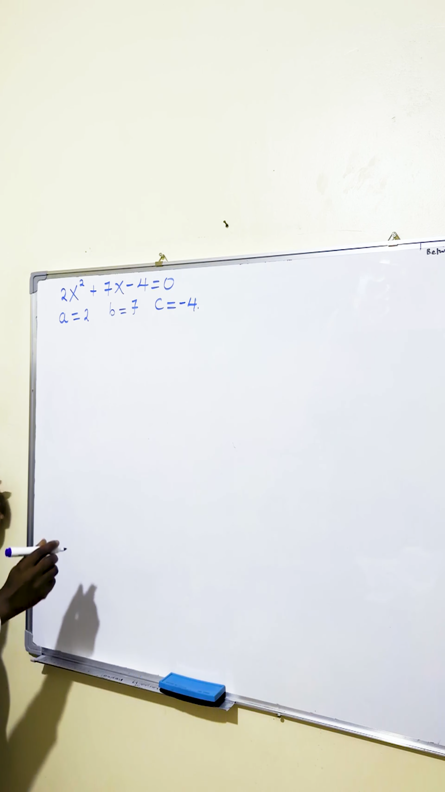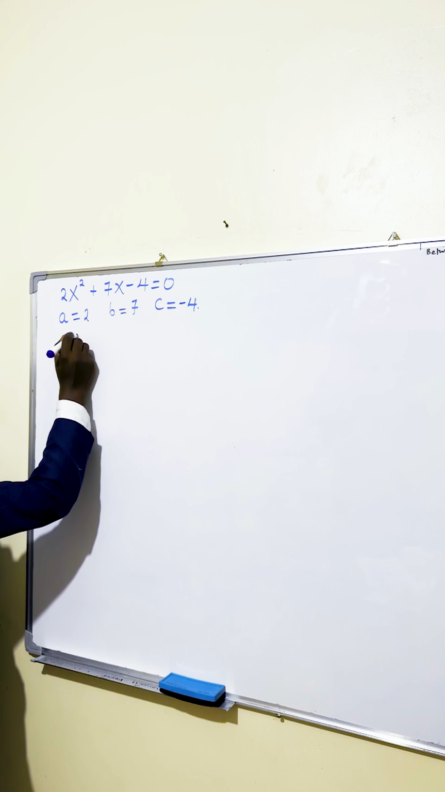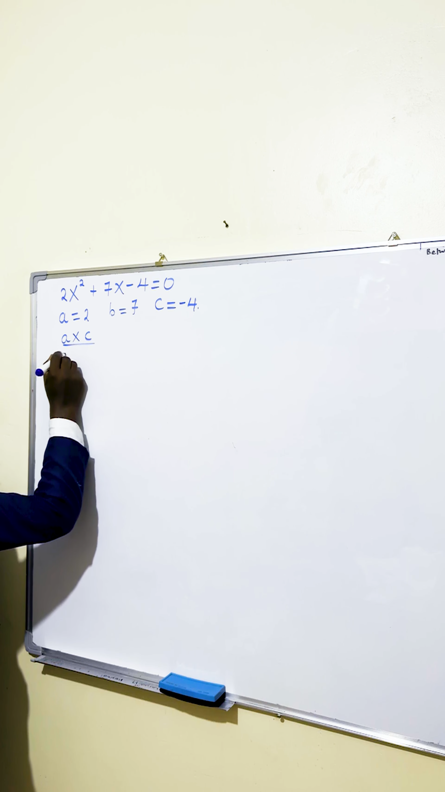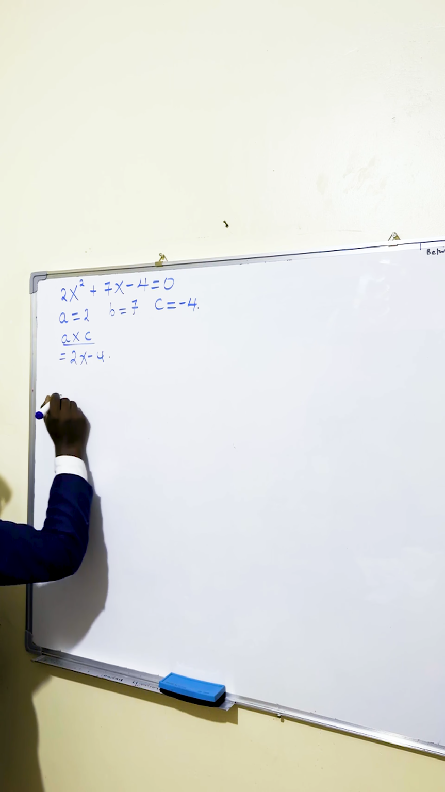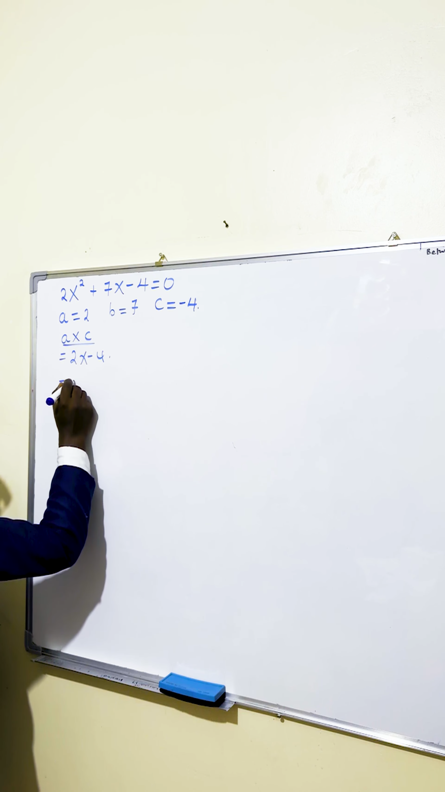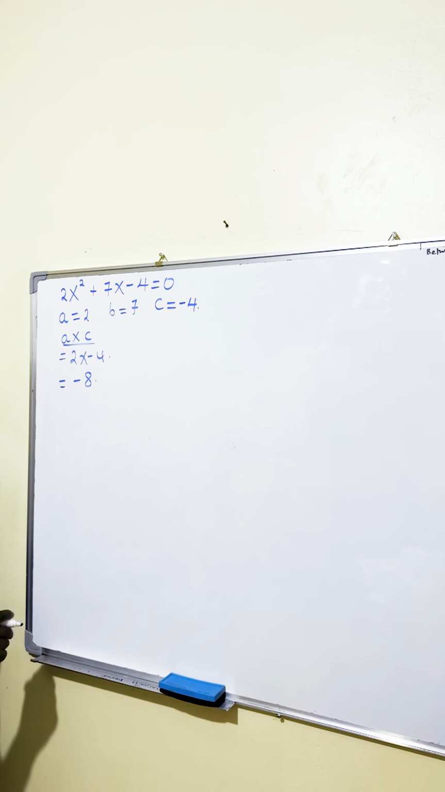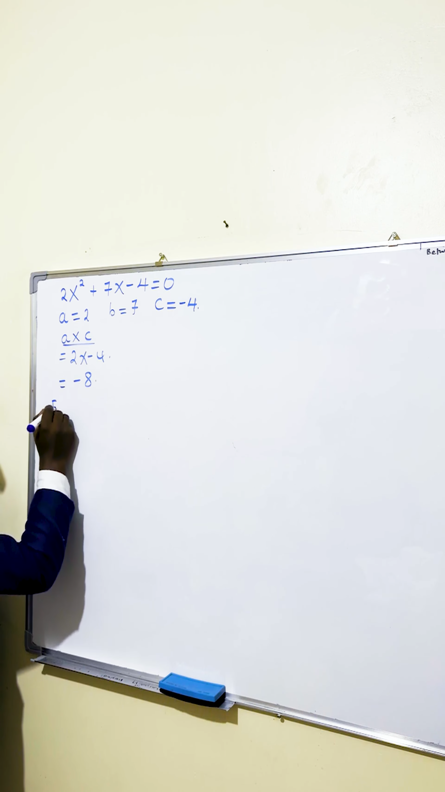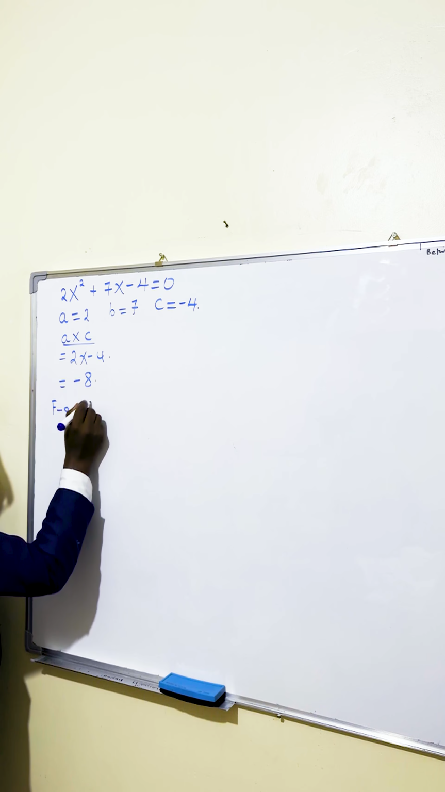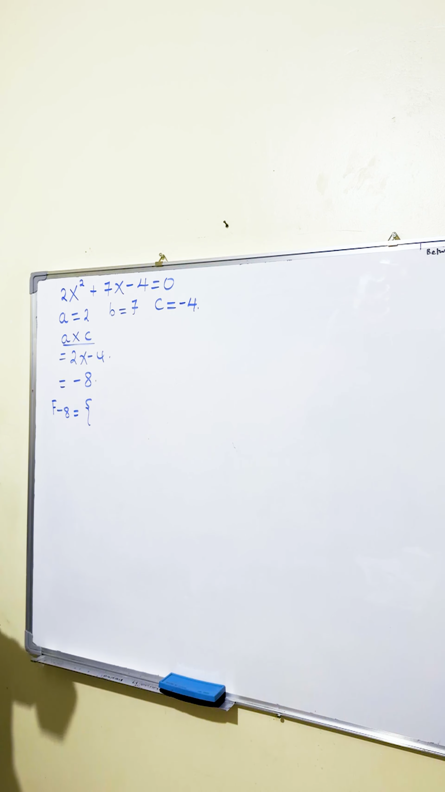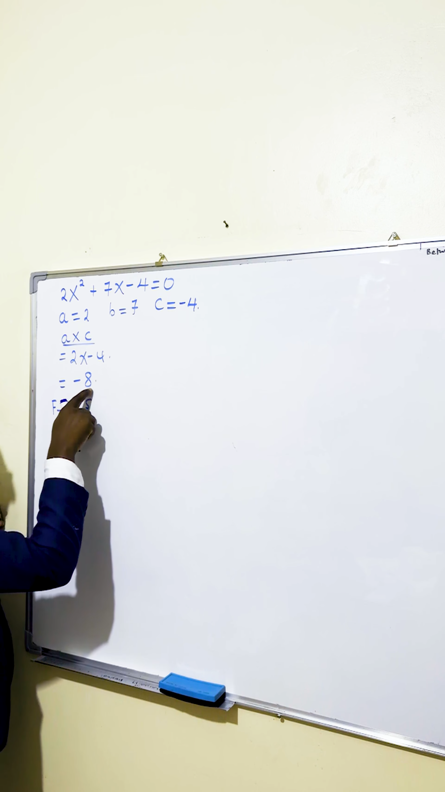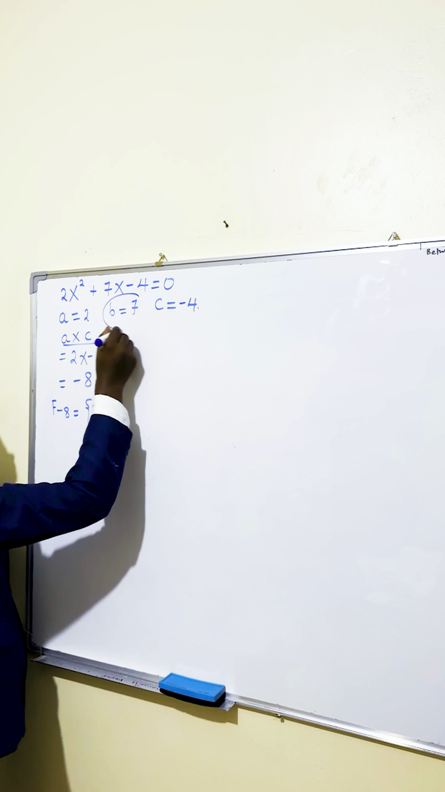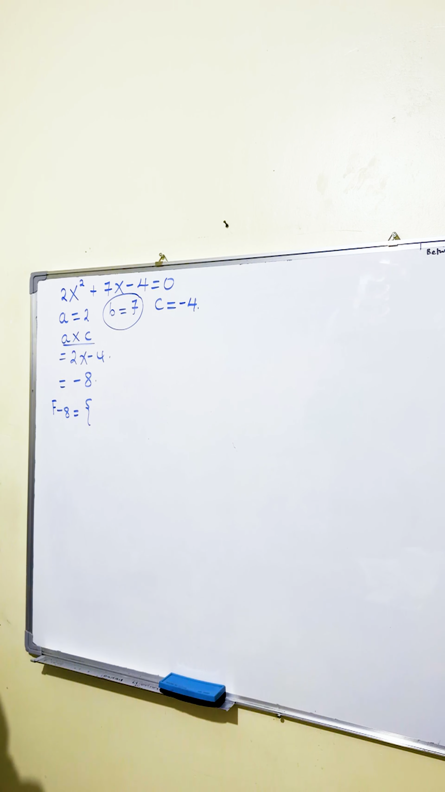Then afterwards, we say that we are going to get the product of A and C. And this is 2 times negative 4, so we shall get the result as negative 8. Now, after getting the product, we say that we shall get the factors of the product. And we said the condition is when we multiply those factors, the result must be negative 8, and the moment we add them, the result should be 7.